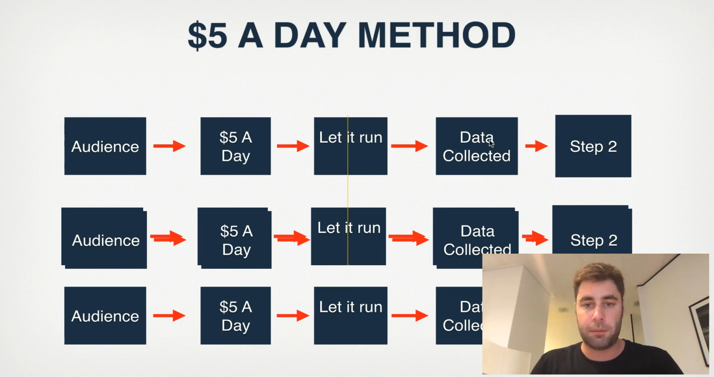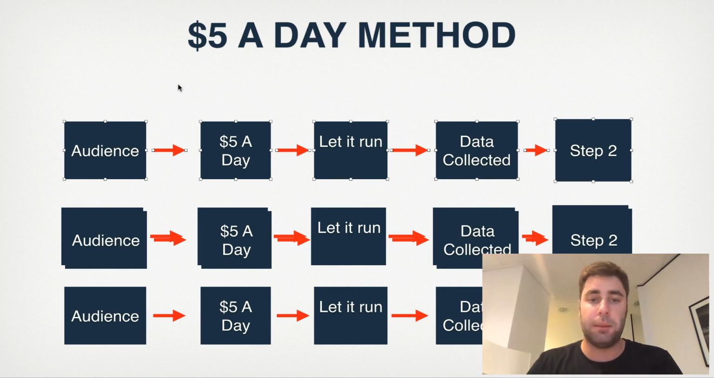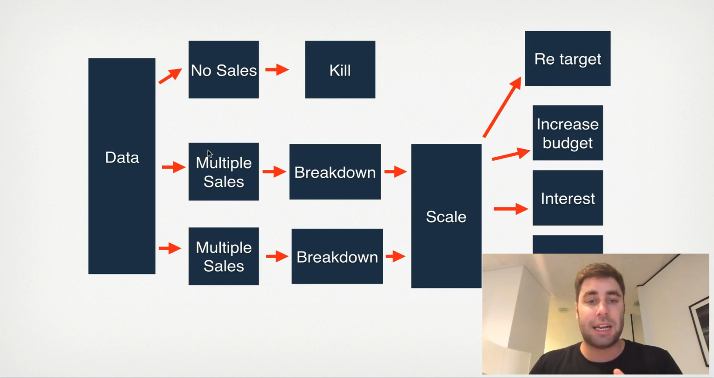What you want to be doing is doing 2 or 3 or even 4 or 5. And you want to be running multiple ad sets, because then you can start killing off the ones that don't work early, and you can start multiplying. You can start doing breakdowns on the ones that start to get you multiple sales, and you can start scaling out to your retargeting, your increased budgets, your interest, your ages, and your ad copy. So I hope that made sense.